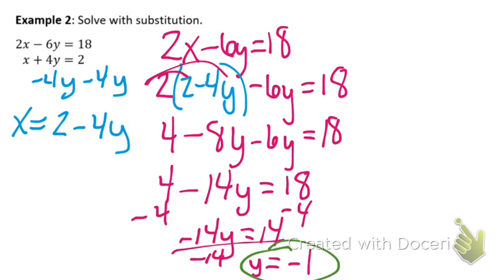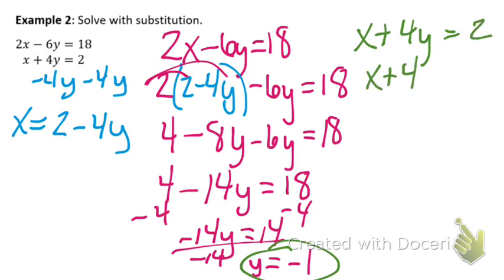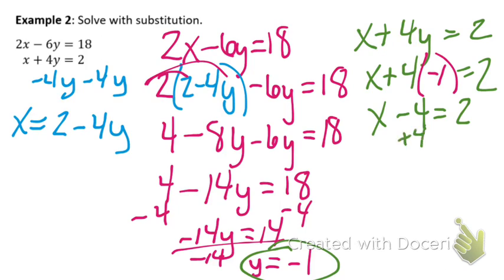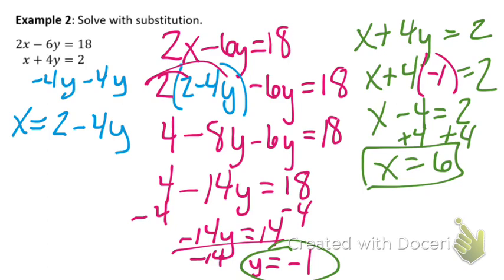So I'm going to say x plus 4y equals 2, and I'm going to replace y with negative 1. So I'm substituting it in. And then that would become x minus 4 equals 2, and if I add 4, I get x is 6. So there's the second part of my answer. So my ordered pair here would be 6, negative 1. That's the solution to this system.